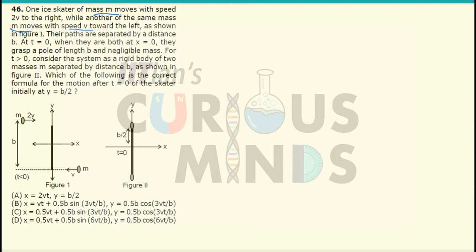They grasp a pole of length b and negligible mass. For t greater than 0, consider the system as a rigid body of two masses m separated by a distance b, as shown in the figure. Which of the following is the correct formula for the motion after t equal to 0 of the skater initially at y equal to b by 2, that is, the skater moving with the velocity 2v?